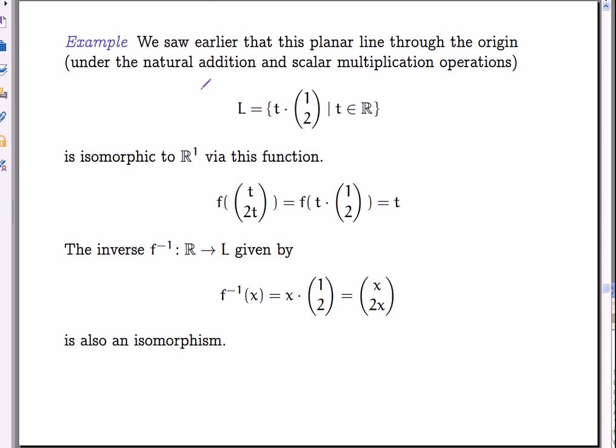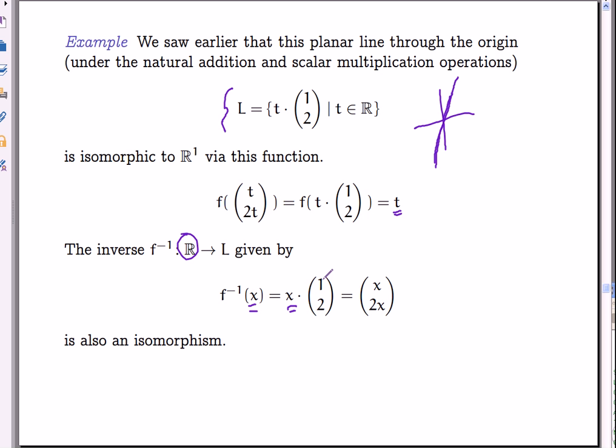All right, so let's look at an example. If I take this line L in R2, remember the line that we had here, it looks like this, and it certainly looks like R1. Okay. And so we want to show the inverse mapping is also an isomorphism. Okay, so let's go to this mapping. It says F of (t, 2t) maps to t. So it's pretty clear that the inverse mapping applied to x as an element of R is just going to be x times this base vector (1, 2).